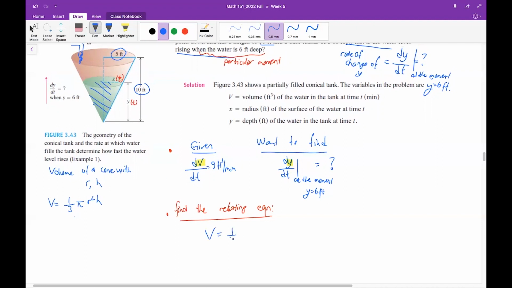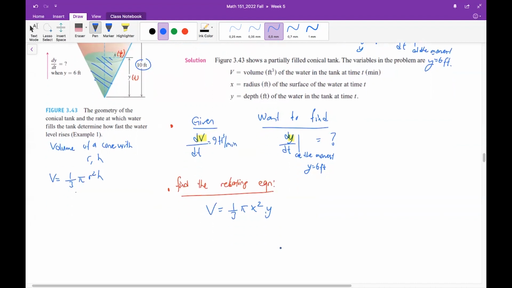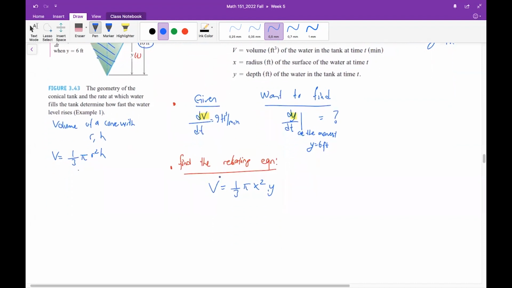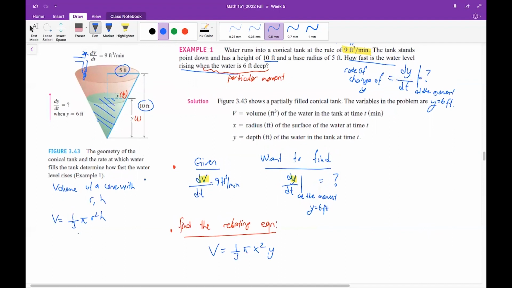So they are related like that: 1/3 times pi times the radius of the water, which is x, squared times the height of the water, which is given as y according to our picture. After you find the relating equation, your aim is to eliminate one of the unknowns in your formula. In this form, we have two unknowns, but you need to eliminate one of them. Then you will look at your picture again.